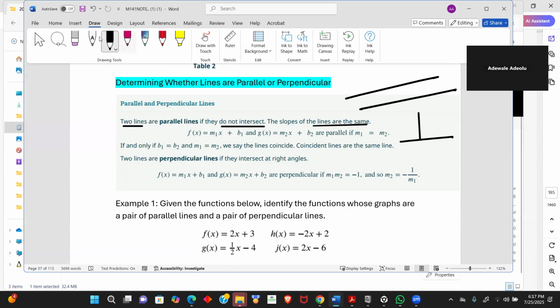Look at the lines I have in this situation. The slopes are the same, right? They're never meeting, they are going the same way, behaving the same way. So we say the slopes are the same. That is, if we have one function f of x and another function g of x, mx plus b, we say they are parallel if the slope of the first function is equal to the slope of the second function. That is, if m1 equals m2.